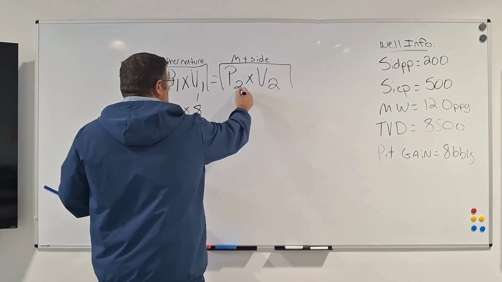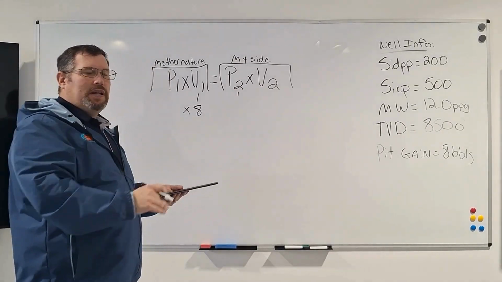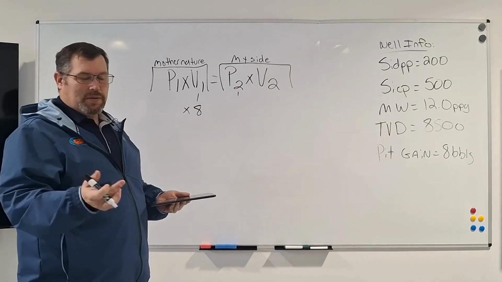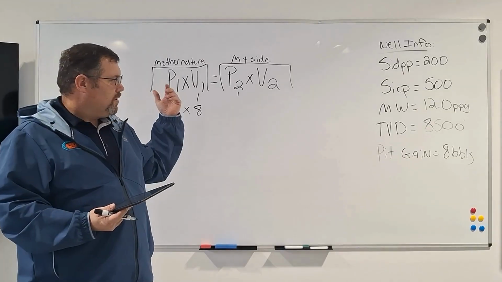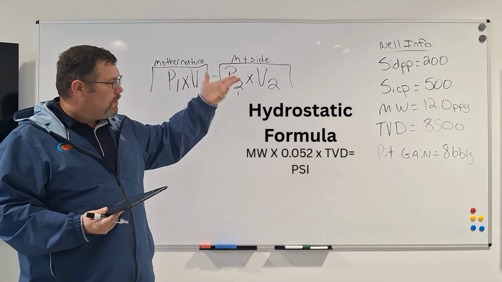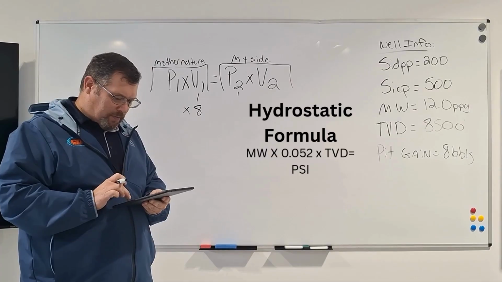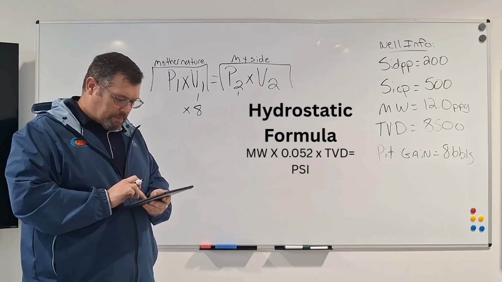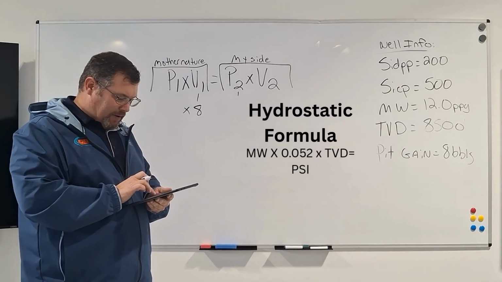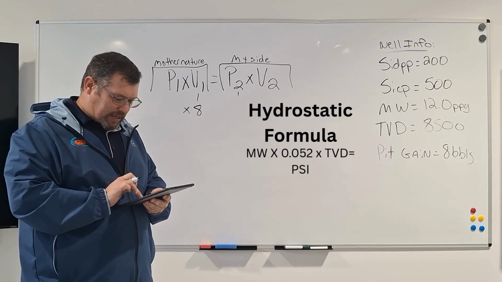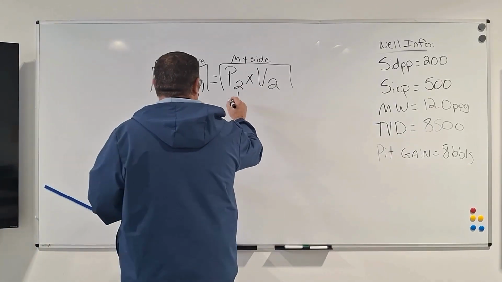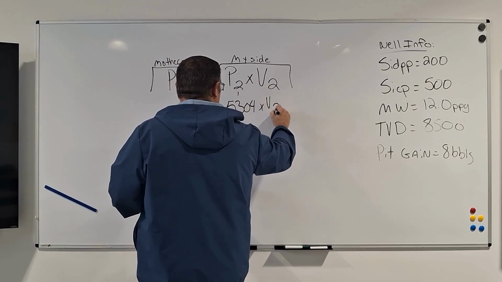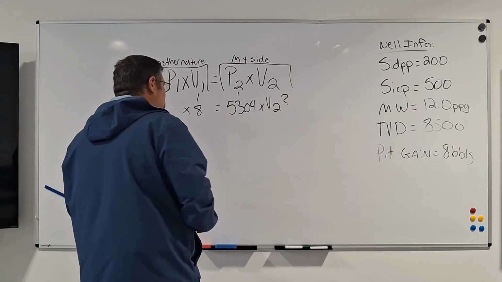Now we go to P2. Well, in this case, what is pushing against Mother Nature? I don't have any maximums that I'm worried about. It's just simply hydrostatic, so you just do hydrostatic math. You take your mud weight times 0.052 times your TVD. So you go 12 times 0.052 times 8,500 feet, and that gives you the grand total of 5,304 psi.